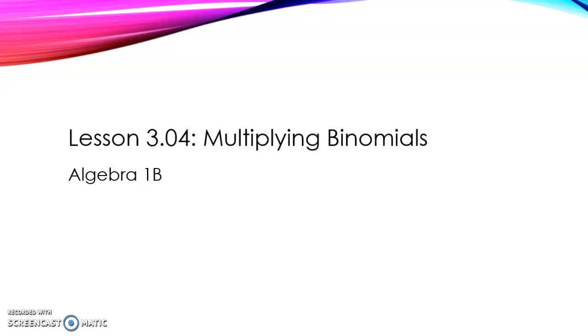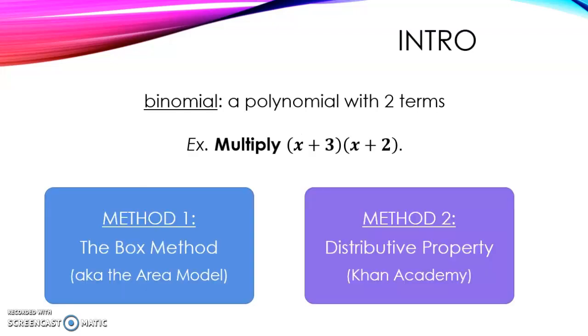Okay, so today we're going to be talking about multiplying binomials. I first want to talk about what a binomial is. A binomial is a polynomial with two terms, and a polynomial is basically just an expression, which is basically an equation without an equal sign, and there's two different terms to it.